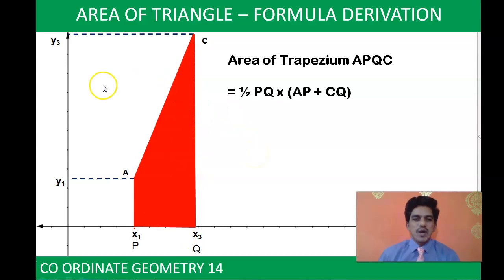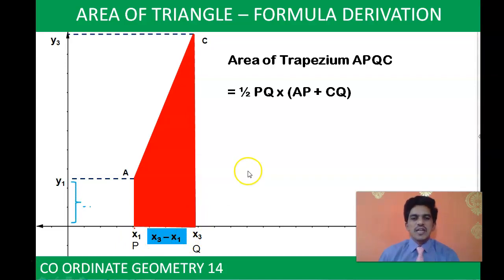This will be 1 by 2 h of (a plus b), as we already discussed. 1 by 2 h, where h is the distance between the two sides. This is PQ. So here we have taken PQ, and the two parallel sides are AP and CQ. Now let us take the values. PQ is actually the distance from x1 to x3. These two are points on the x-axis, so to find the distance between them, you take the difference of the x-coordinates. The right hand side value is x3 and you subtract x1 from this, so this will be x3 minus x1.